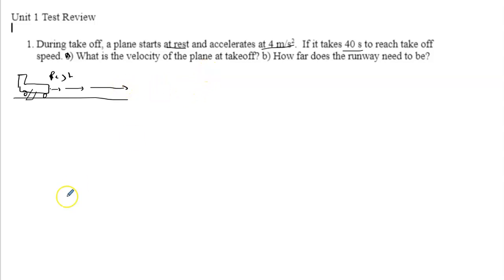So the next step is we're going to fill out our chart. So in my chart, for horizontal motion, I have the 5 variables for motion. So delta x, which is displacement, vi for the initial velocity, vf for the velocity later on, my acceleration a, and how much time goes by, which is delta t.